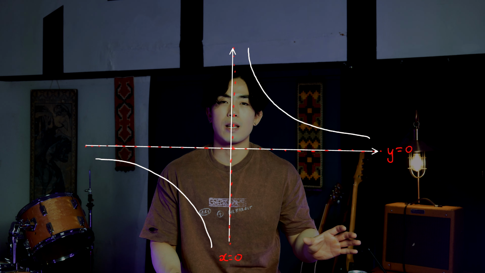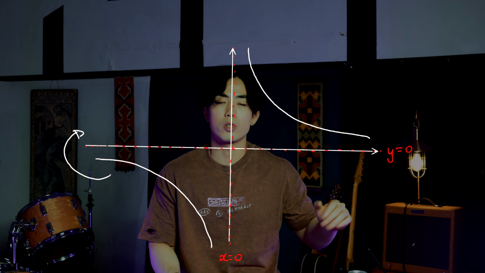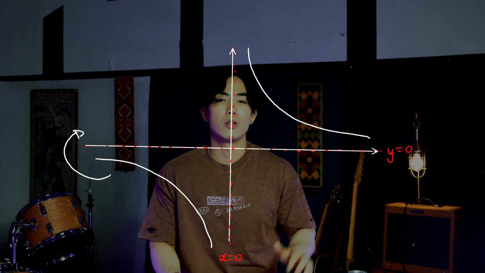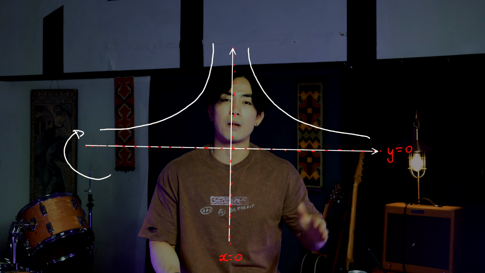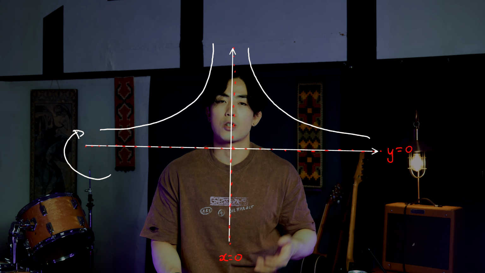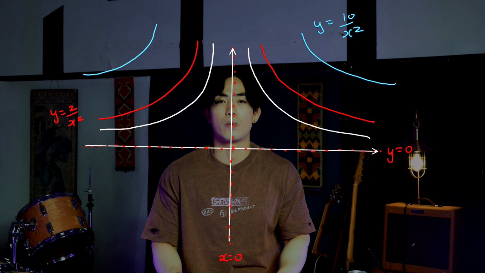Because of this x squared, any negative value would now become positive. So now this portion in the bottom part will now be reflected up, and so it will look something like so. Once again, it has the same asymptotes at x is 0 and y is 0. And if I wanted to sketch 2 over x squared, then it will look something like this, and 10 over x squared will look something like this as well.